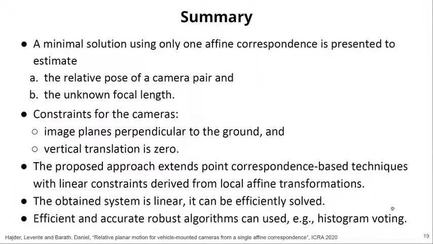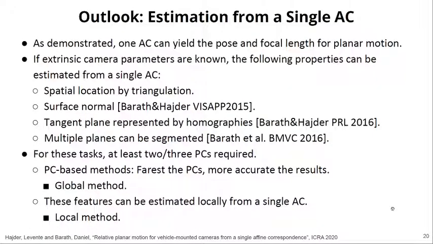Let me conclude the work. We have shown that a single affine correspondence can be applied to estimate the relative pose of a stereo setup if planar motion can be assumed, even for semi-calibrated cameras. An affine correspondence gives 3 equations for the 3 unknown parameters, 2 angles and the focal length, which can be estimated. The proposed approach extends standard point correspondence-based ones by exploiting affine transformations. Our solver is based on a linear system of equations. It can be efficiently solved, and the robustification is efficient as well.